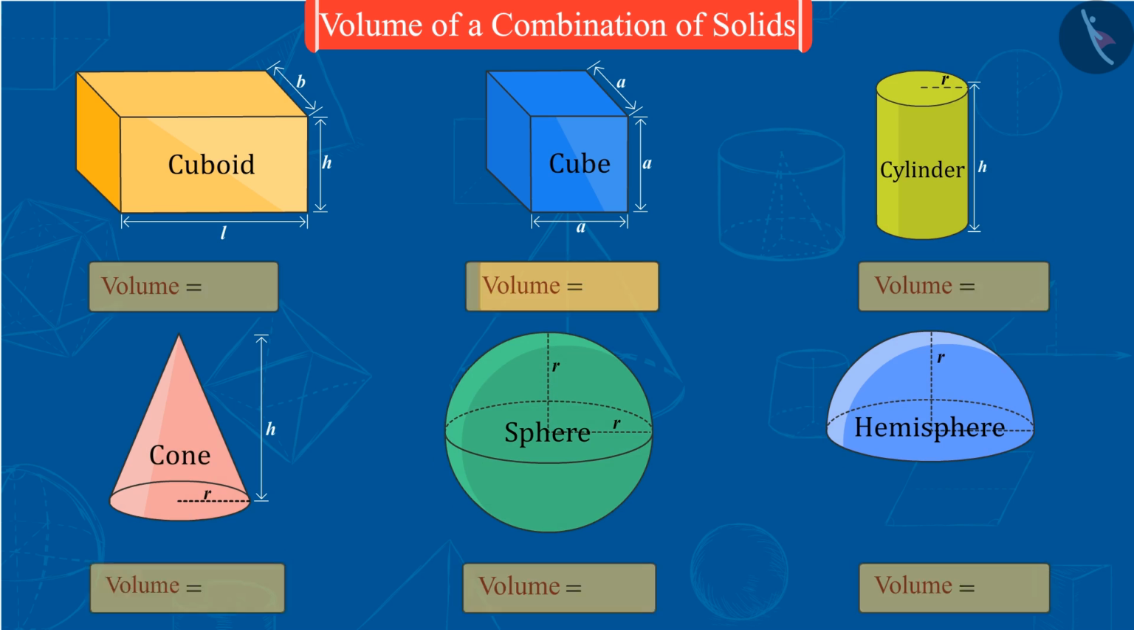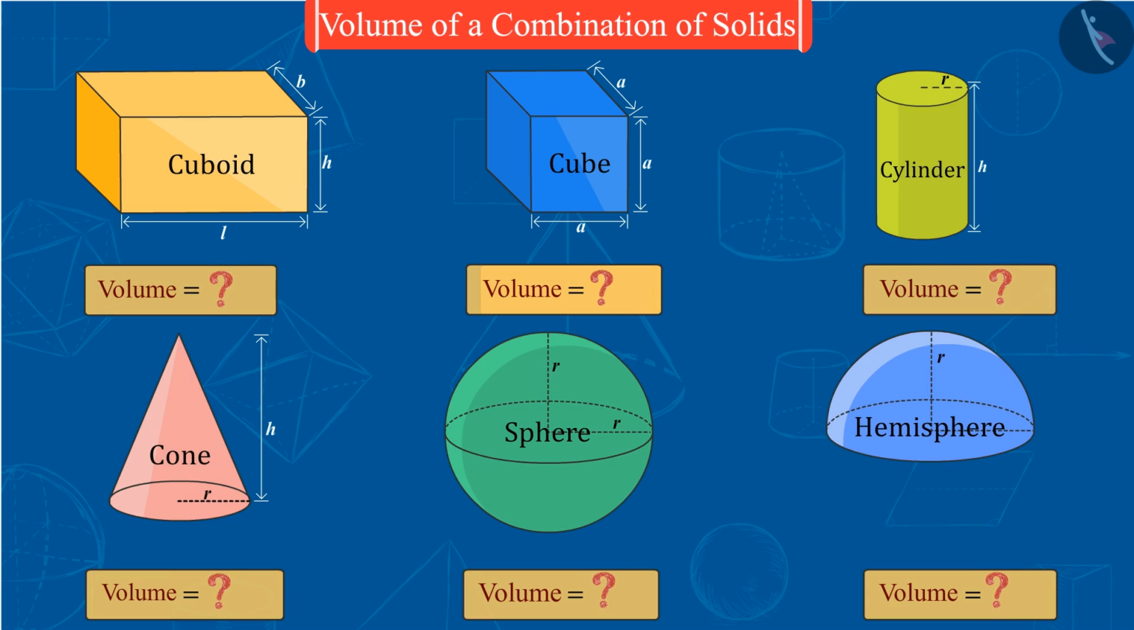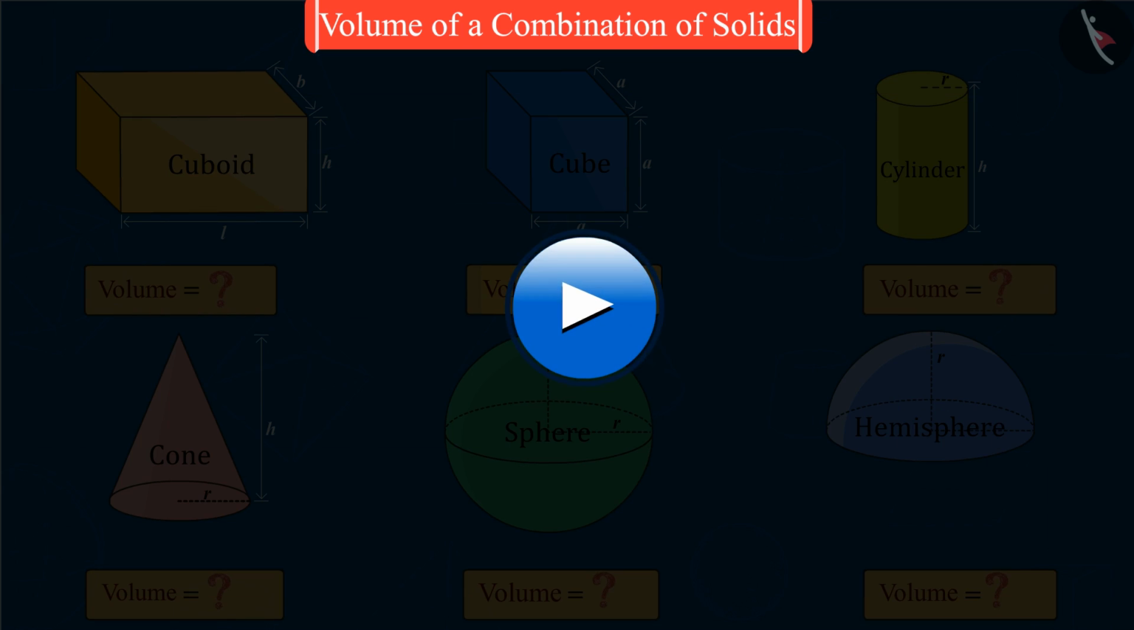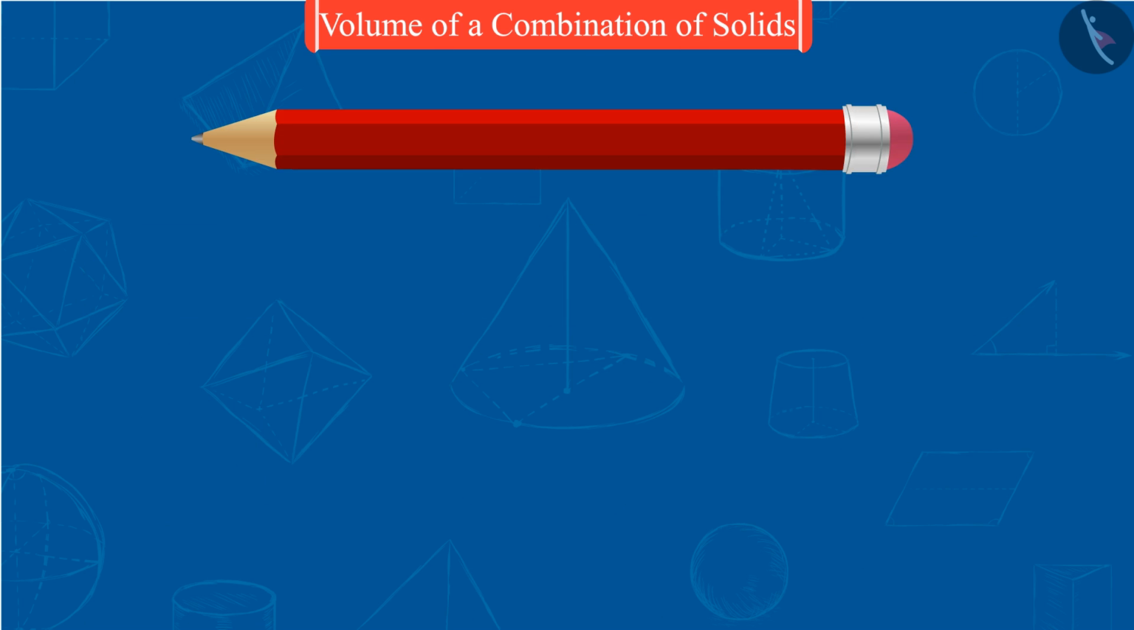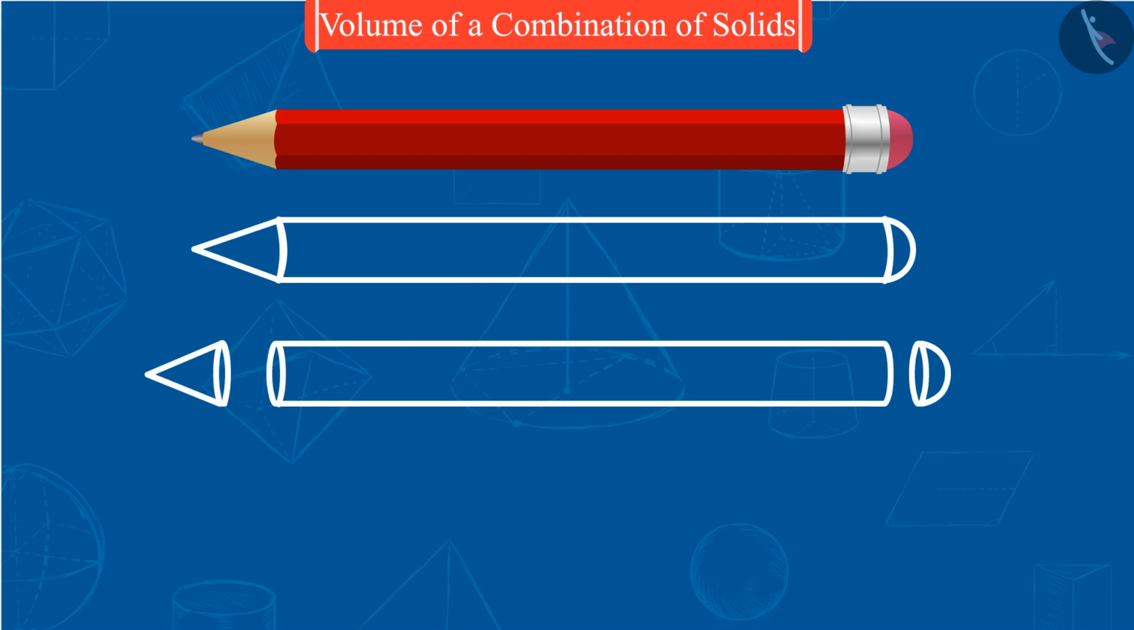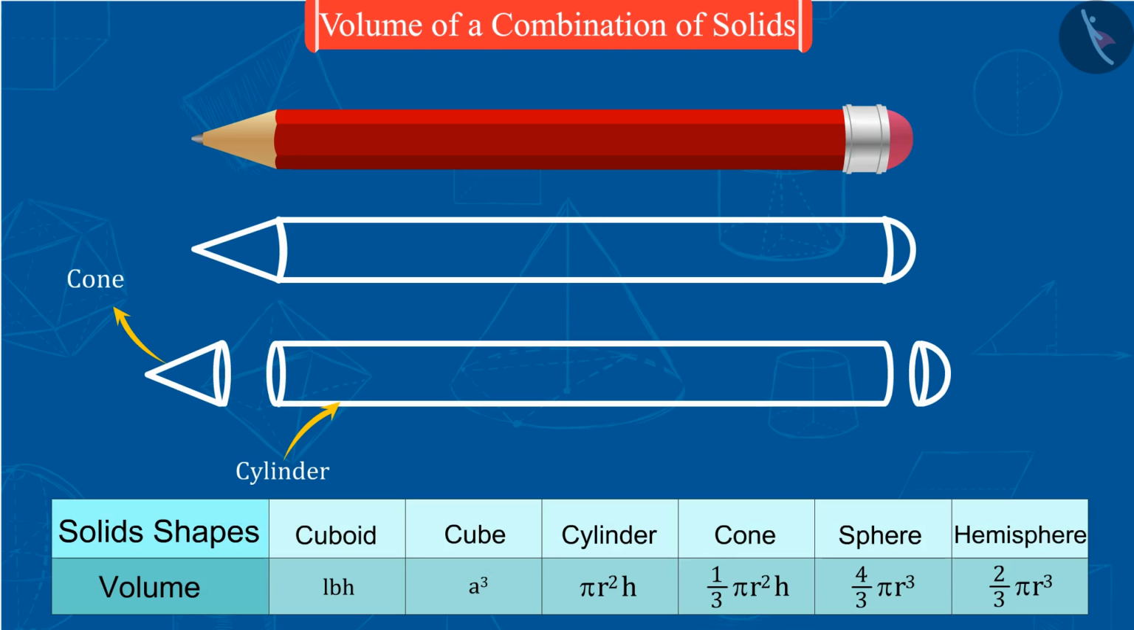Can you find out the volume of these solid shapes? Pause the video and write down the volume of these solid figures and then match your answer. Can you see that this pencil is made by the combination of a cone, a cylinder, and a hemisphere? Hence, to find the volume of this pencil, we have to add the volumes of these three basic figures.